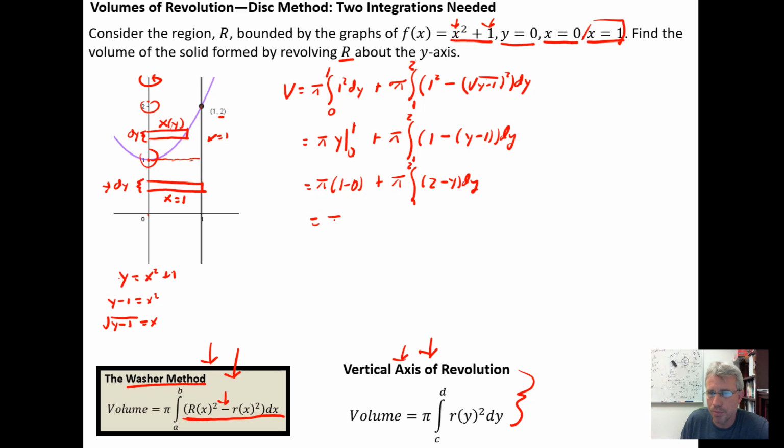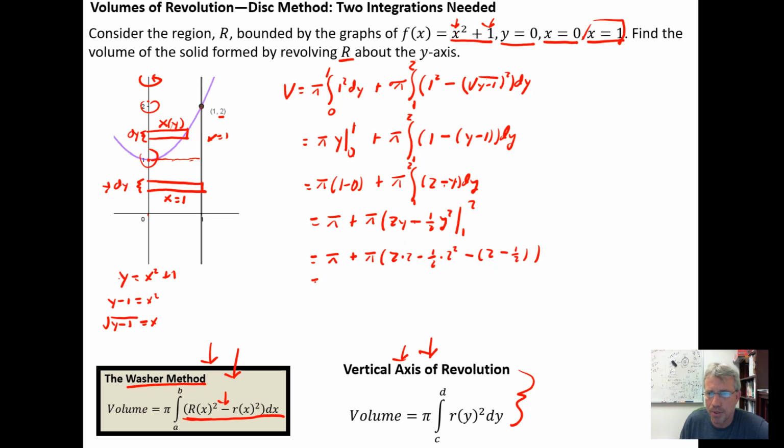From here, I get just pi plus pi times the antiderivative of 2 with respect to y, which is twice y, minus the antiderivative of y dy, which is 1/2 y squared, from 1 to 2. Now you've got to plug those limits of integration in, so we get pi plus pi times 2 times 2 minus 1/2 of 2 squared, minus parentheses, plug in a 1, we get 2 times 1 is 2, minus 1/2 y squared is just minus 1/2.